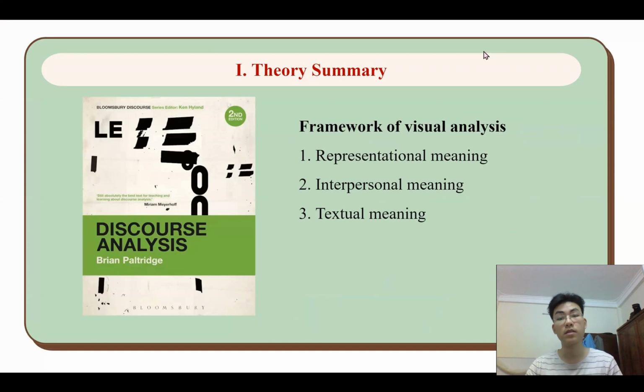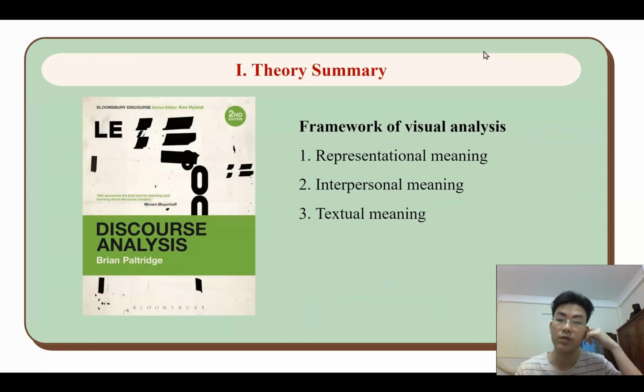The second one, the interpersonal meaning. The interpersonal meaning is concerned with the relation between the viewers and the subjects being represented. There are three different choices to codify the interpersonal meaning, including gaze, the size of the frame, and camera angle. The third one, the textual meaning. The textual meaning refers to how the message is organized. In other words, it possesses coherence, which connects the different components of the visual and external elements in the context.